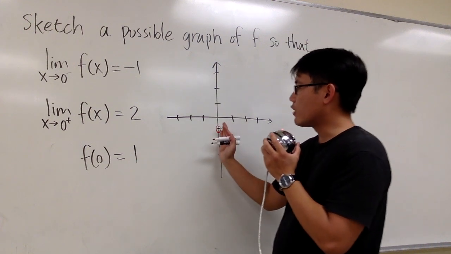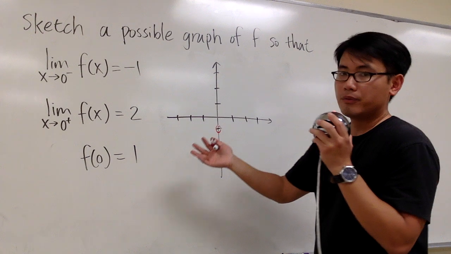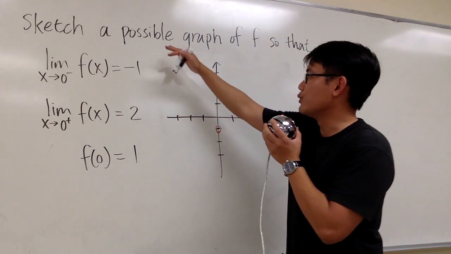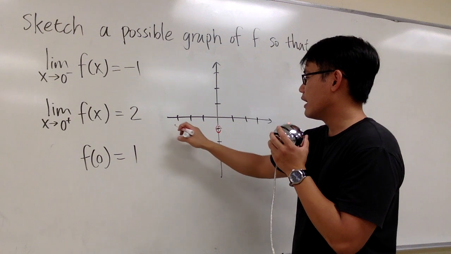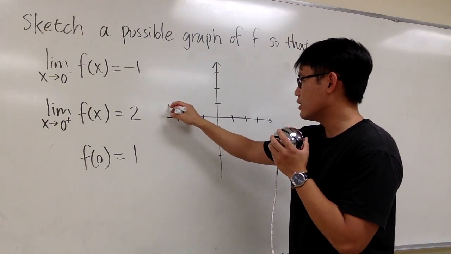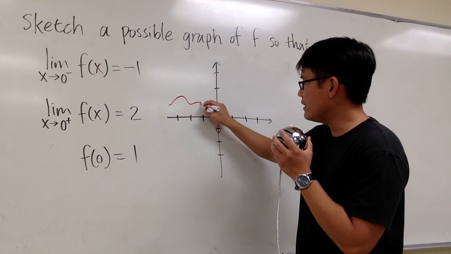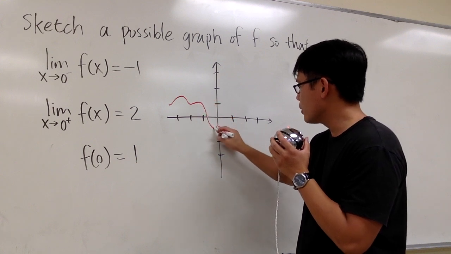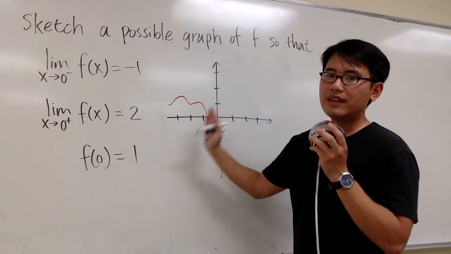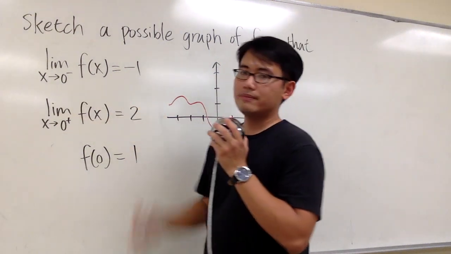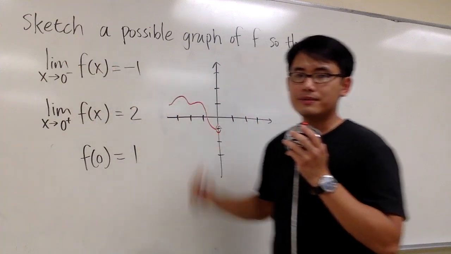And now let's start from the left-hand side of this open circle. We're just going to sketch a possible graph. It doesn't matter how you draw the graph. I can start with the graph right here, but I just need to make sure I hit this open circle like that. And you see this part of the graph is on the left-hand side of 0. So this part satisfies the first condition.